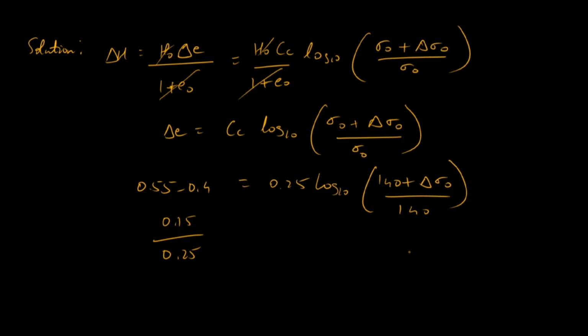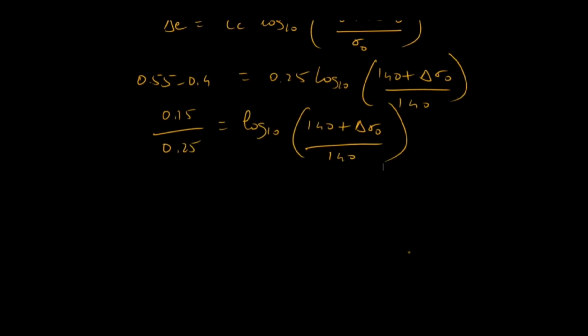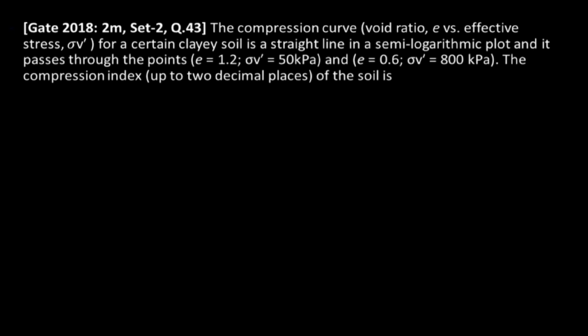0.15 by 0.25 is equal to log 10 of 140 plus delta sigma naught divided by 140. So if you solve this equation, we'll get delta sigma naught will be equal to 417.35 kilopascal.